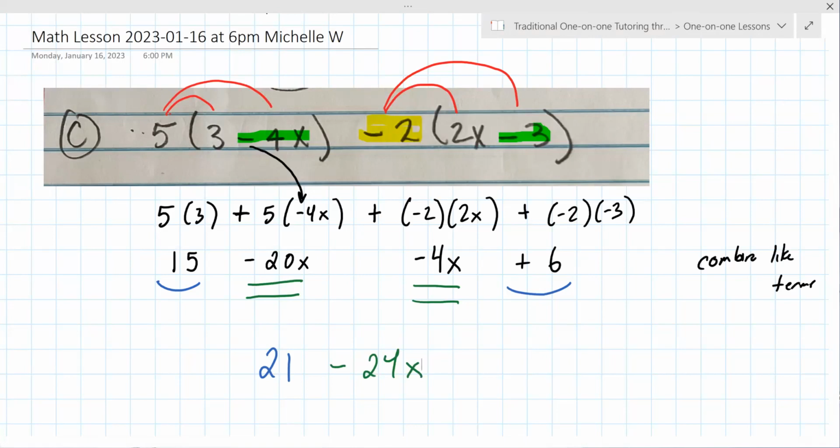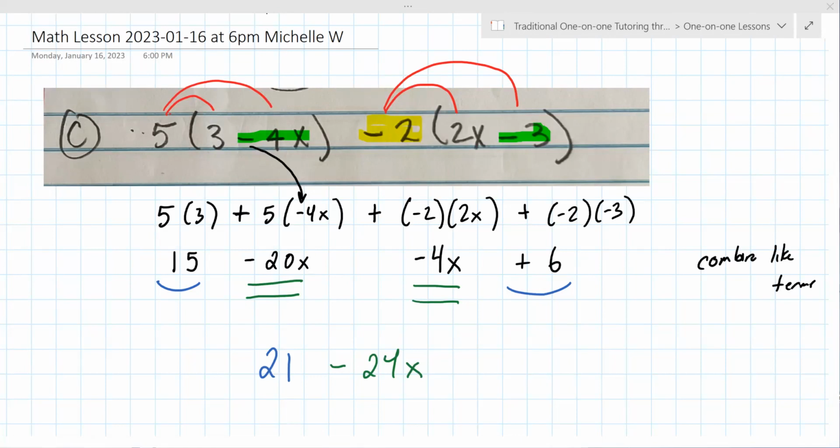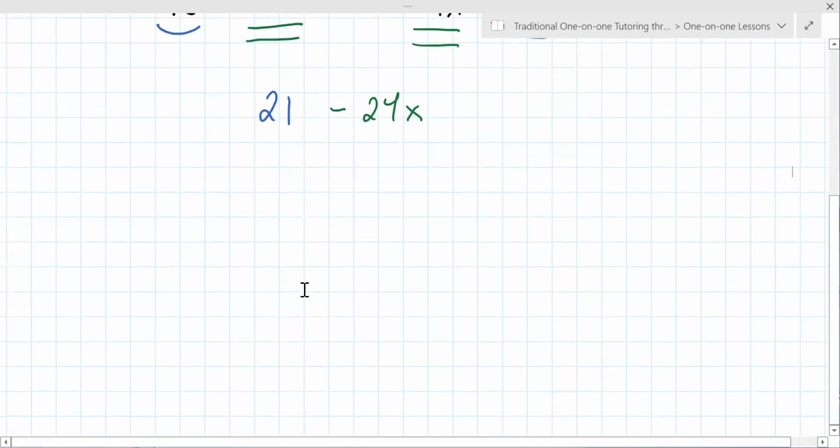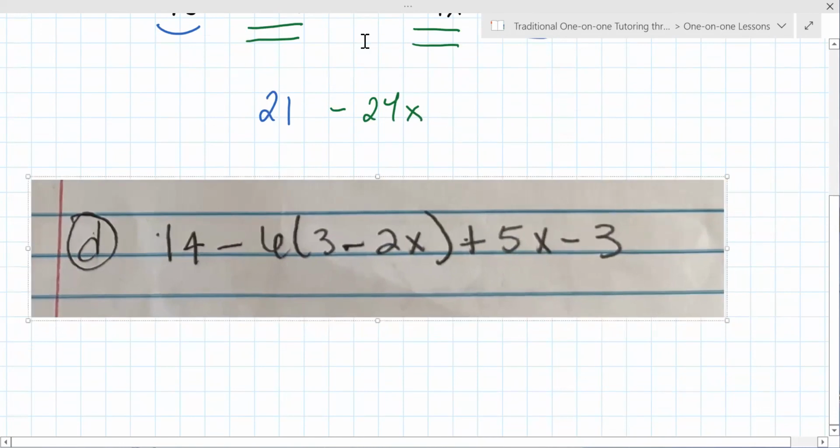Answer for that one. Okay. And I think the instructions was add like terms, multiply out parentheses first. That's all it says. Yes, and that's exactly what we accomplished here. So, okay, look at letter D. If there's any questions on that, though, please let me know. Okay. But we'll just move on here.